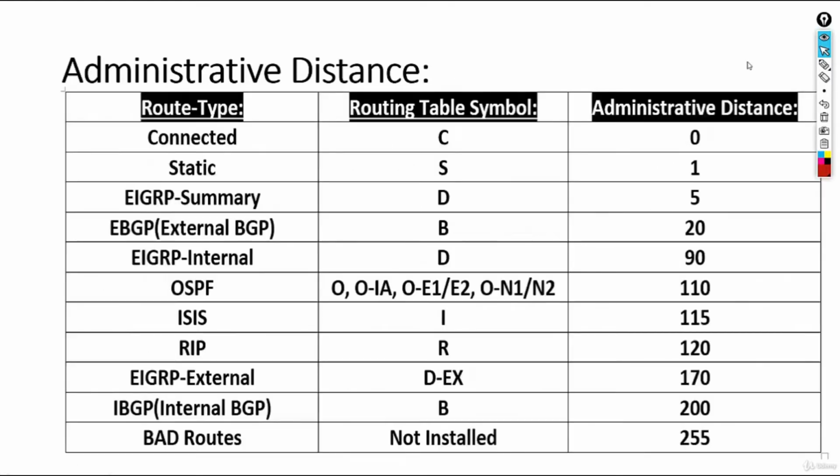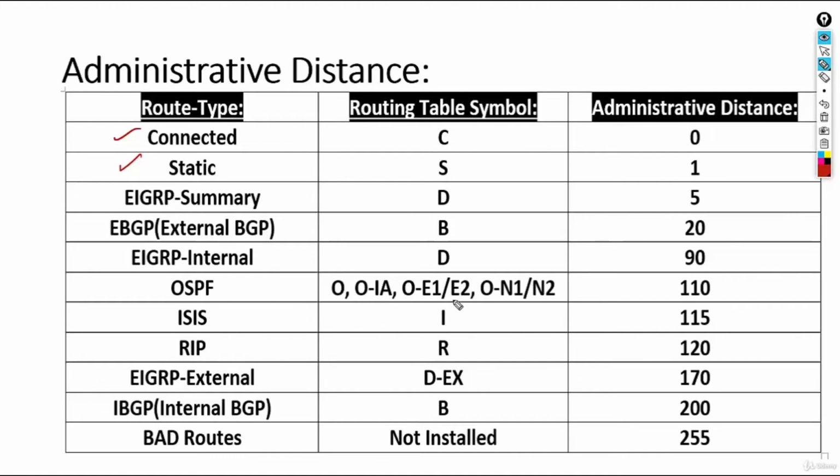Take a moment to read about the different route types, routing table symbols and administrative distance. In this chart, a connected route has the symbol C, and the admin distance is 0. The static route is S, and the admin distance is 1. An EIGRP summary route is D, admin distance 5. EBGP, external BGP, has the symbol B, admin distance 20. EIGRP internal is D, admin distance 90.